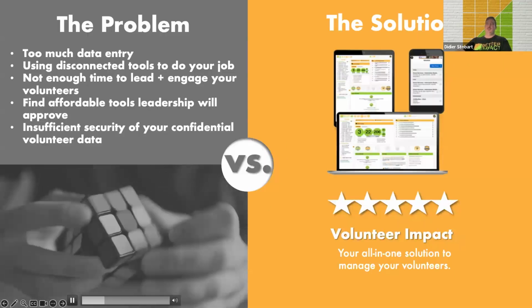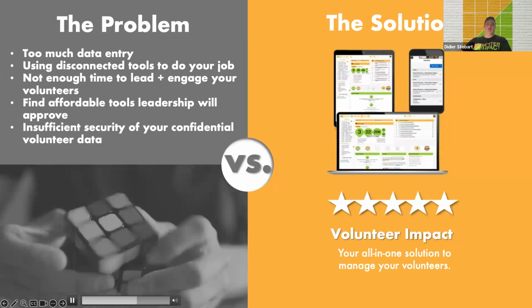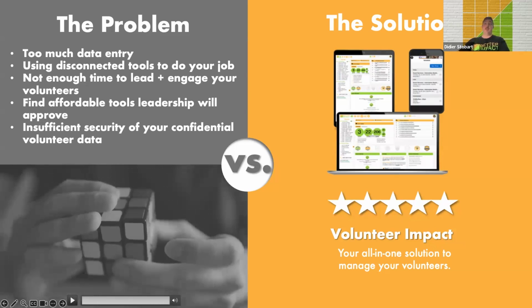Now, very common issues faced by a lot of organizations is too much data entry, using things like Excel spreadsheets, that kind of thing. Gets very messy. Using disconnected tools to do your job. That can be using too many tools, trying to do the same thing and trying to manage different tools all in one. Not enough time to lead and engage with your volunteers. So obviously with a volunteer management tool like Better Impact, we aim to free up some time for the administrators and coordinators to spend more time with your volunteers.